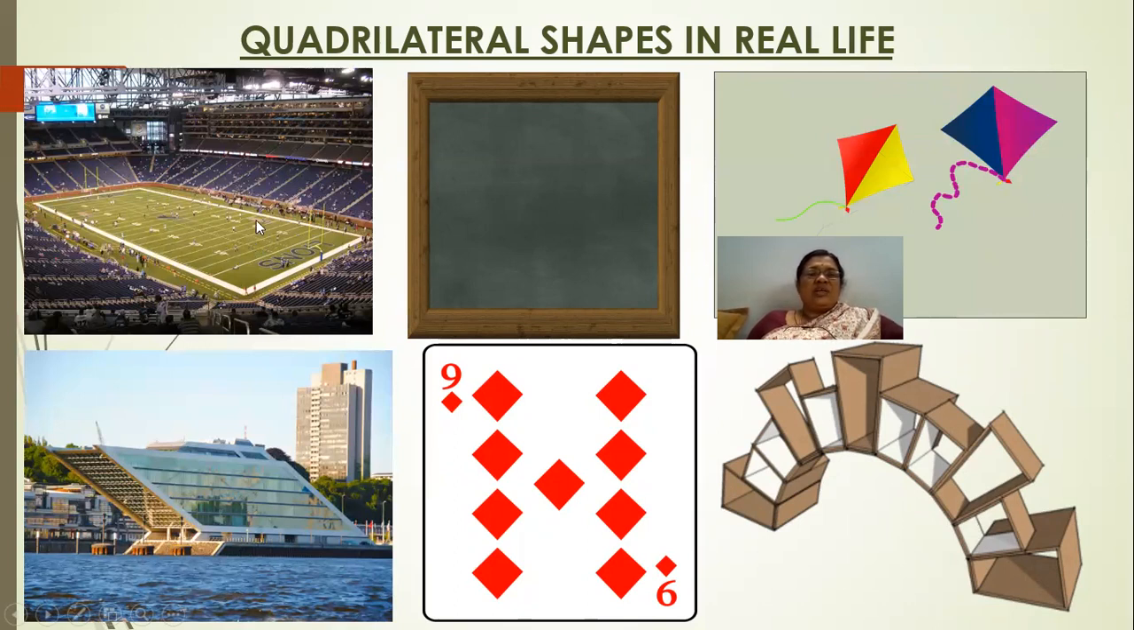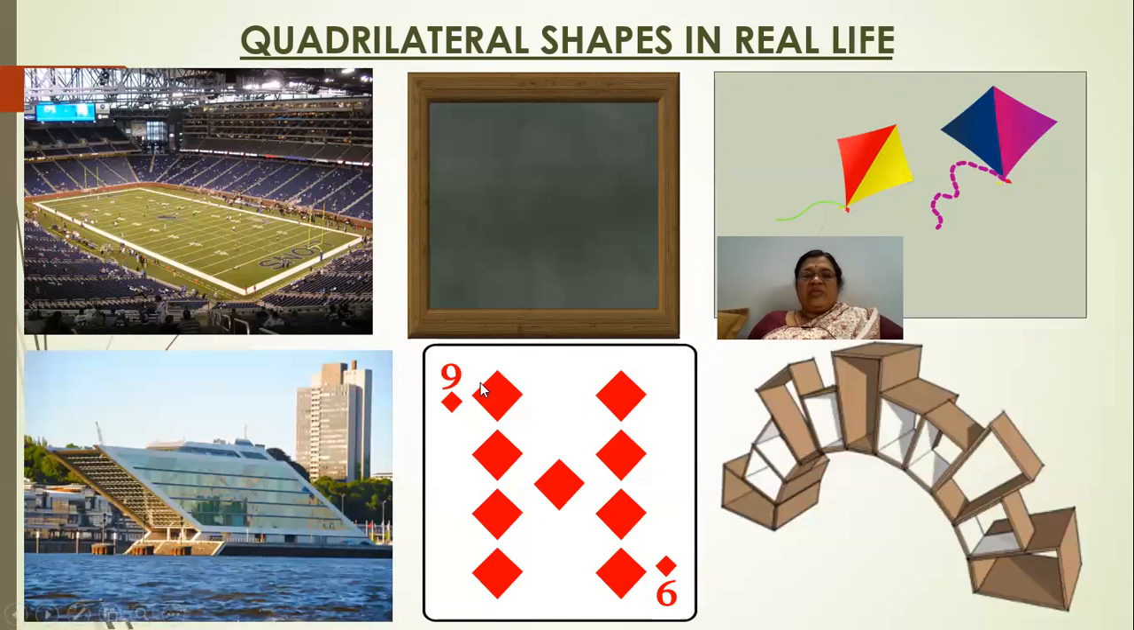See, look at this stadium. The stadium is a closed figure with four sides. This looks like somewhat of a rectangle. And this one, blackboard, is also a closed polygon with four sides. And I think this is a square. And these are the kites. This kite also has four sides. And this one, when you observe this part, looks like a trapezium.